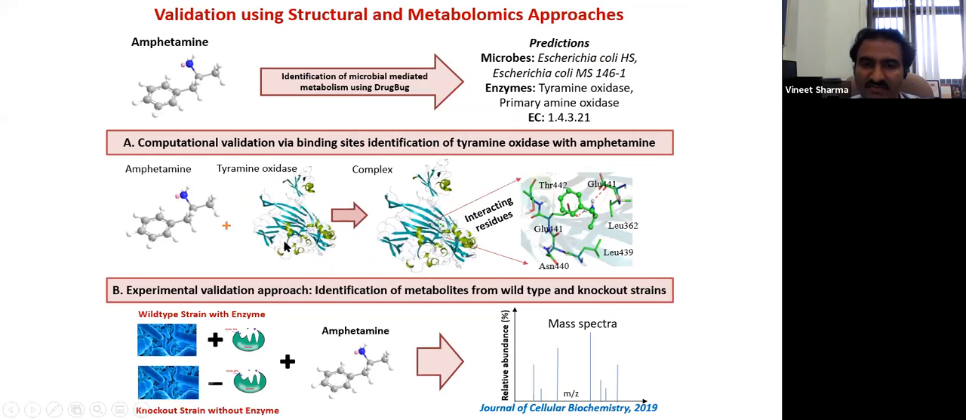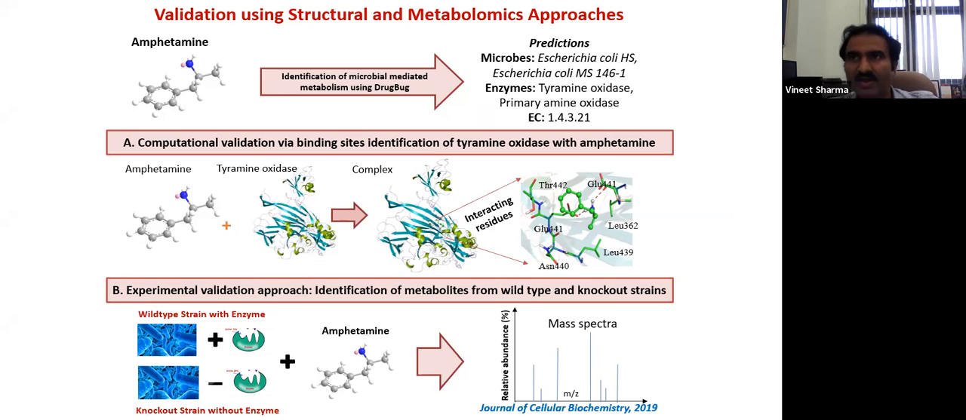And similarly for amphetamine, we showed that yes, it binds to the enzyme that we predicted, and we also showed with metabolomics that the presence of this enzyme is leading to this. Basically, this part is still in progress.